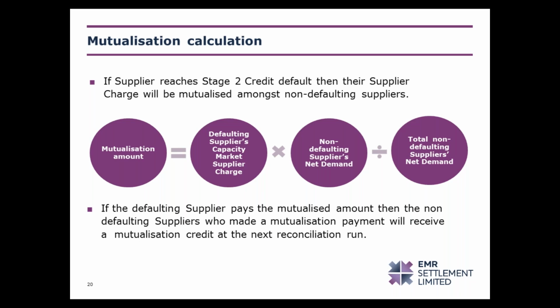If the defaulting supplier pays the mutualised amount, so if they do pay their invoice, they only had issues with their credit cover, so they paid their invoice, then the non-defaulting suppliers who made a mutualisation payment will receive a mutualisation credit at the next reconciliation run. So you will get your money back.